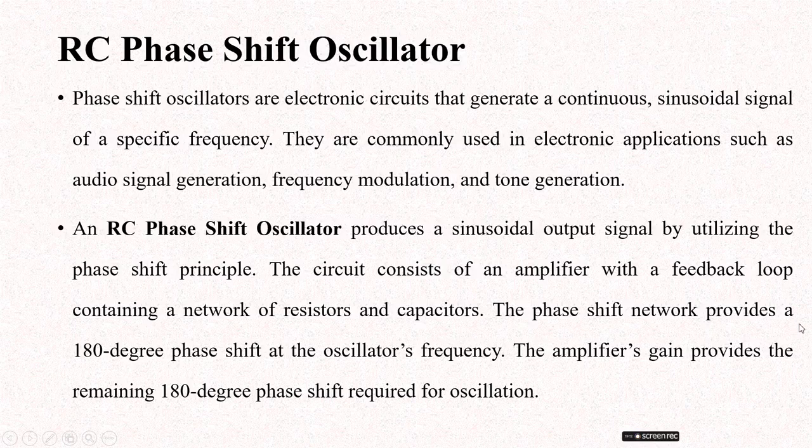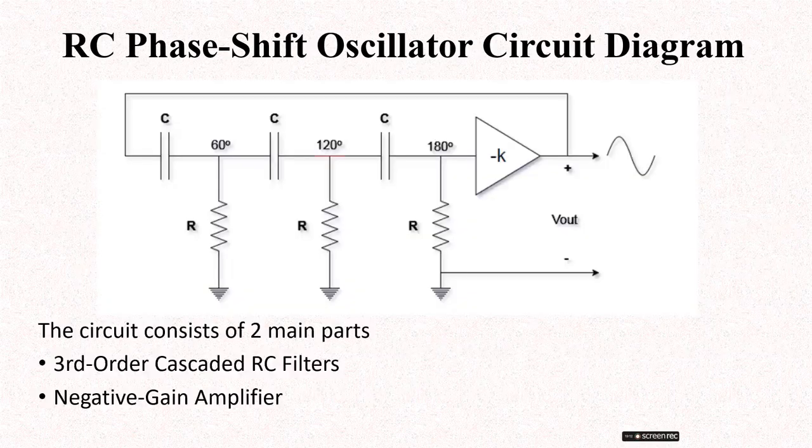The phase shift network provides a 180-degree phase shift at the oscillator frequency, and the amplifier gain provides the remaining 180-degree phase shift required for the oscillator. The total phase shift of the signal is 360 degrees. So the amplifier circuit produces 180 degrees, and the resistor-capacitor feedback circuit produces the other 180-degree phase shift.